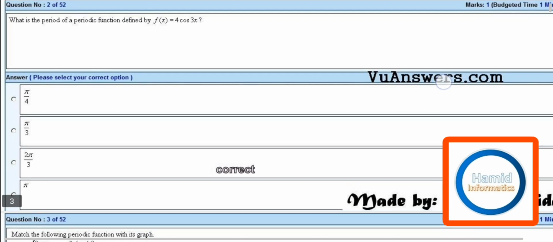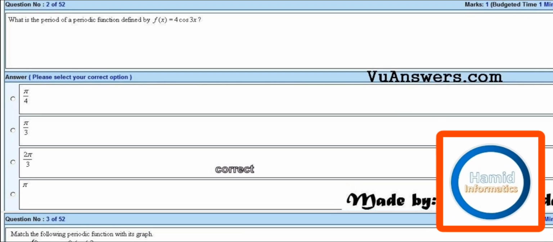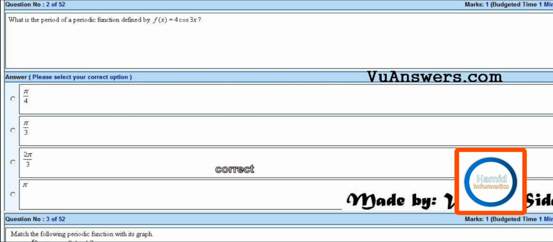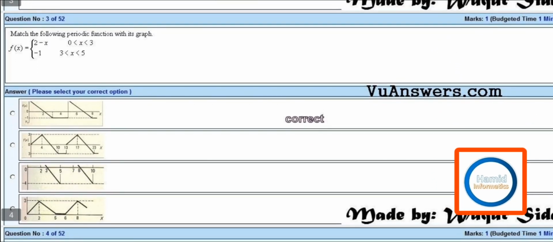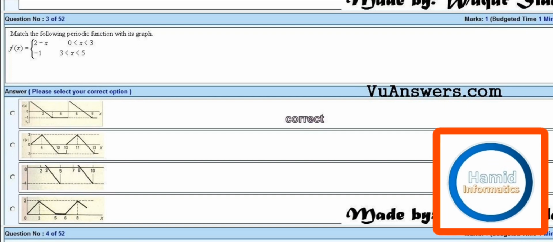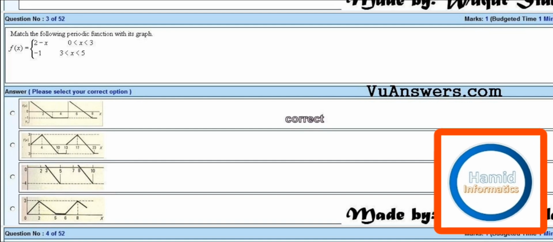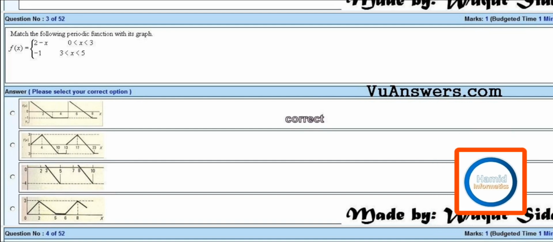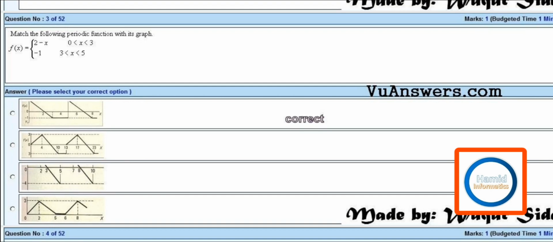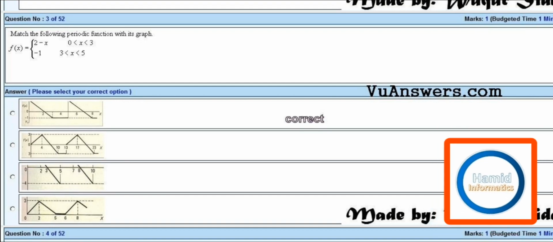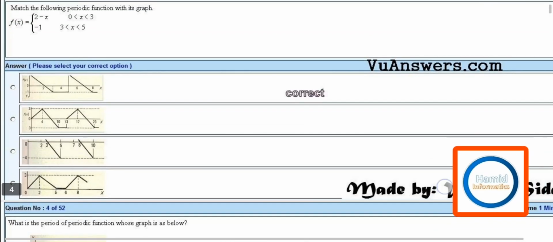Next one is, what is the period of a periodic function defined by f of x is equal to 4 cos 3x, and the answer is 2 pi by 3. Next one is, match the following periodic function with its graph. F of x is equal to 2 minus x for 0 less than x less than 3 and minus 1 for 3 less than x less than 5, and the answer is first one.